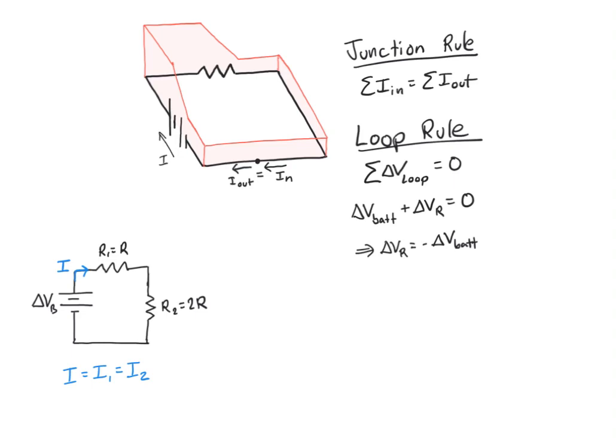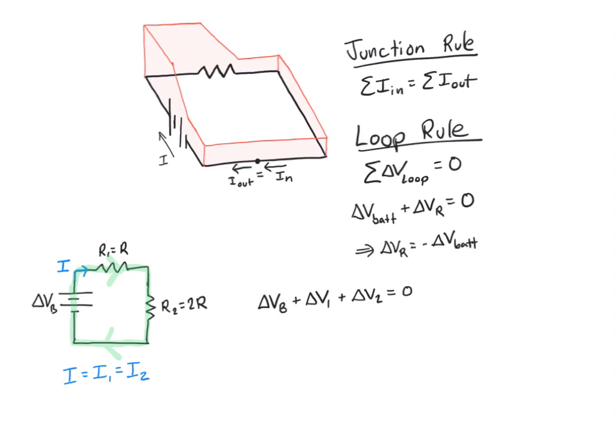The loop rule, meanwhile, tells us that the positive voltage across the battery plus the negative voltage across resistor R1 plus the negative voltage across resistor R2 is equal to 0. Note that the voltage across the resistors R1 and R2 are negative because I've elected to go around the loop of my circuit in the clockwise direction, and we established previously that the potential difference across a resistor is always going to be negative in the direction in which the current is flowing through the circuit.